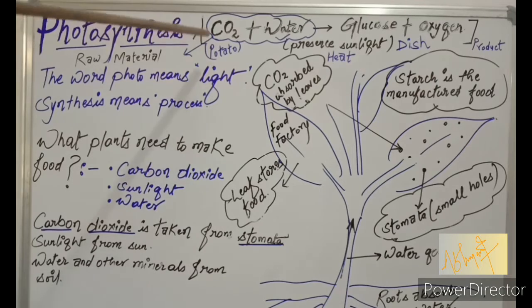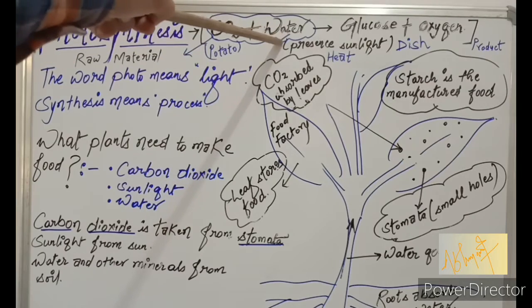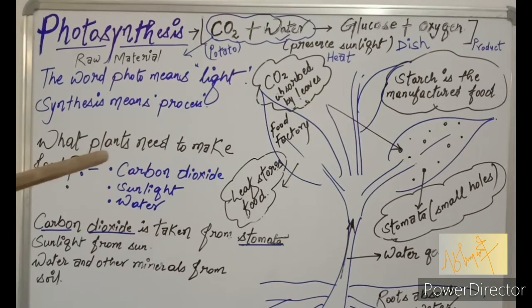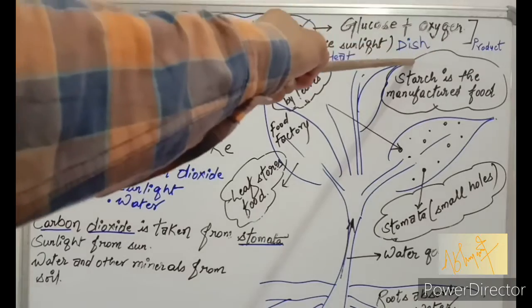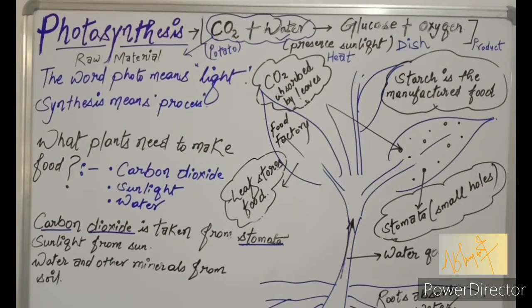Here in an example, in place of carbon dioxide we can take potato. When we boil a potato in water, adding some other materials to it, we get a product, a dish. So the work is done by the plant. It takes raw materials to prepare its own food, and this is only possible in green plants because they have the pigment called chlorophyll. In the absence of chlorophyll, plants can't prepare their own food.